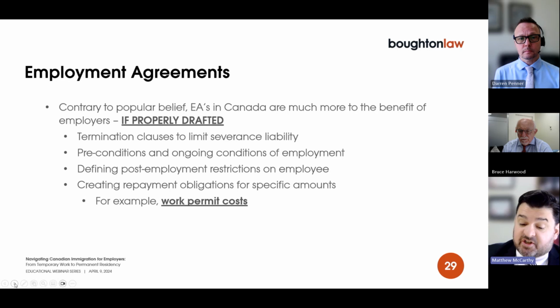Addressing issues of preconditions or ongoing conditions of employment. So things that you need to do before you can become employed, like criminal background checks, or ongoing conditions. So you have to maintain a certain license, you have to remain eligible to work in Canada, etc. Putting those in place in a contract is very helpful.